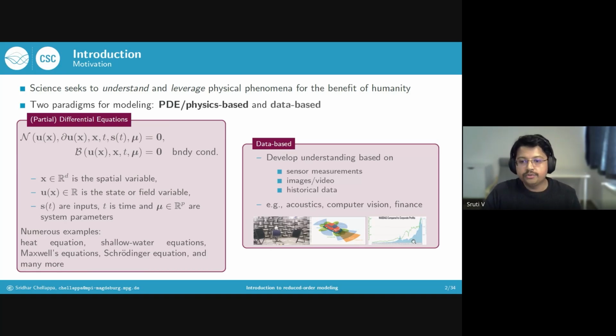And this also extends to fields like computer vision. If you have self-driving cars, you don't necessarily have to have a model of the surroundings of the car. Instead, you look at data coming from sensors, microwave antennas, or cameras. And then all of this data is fused together in order to build the model that the car eventually sees. Such data-based approaches are also relevant to many other fields, such as acoustics.